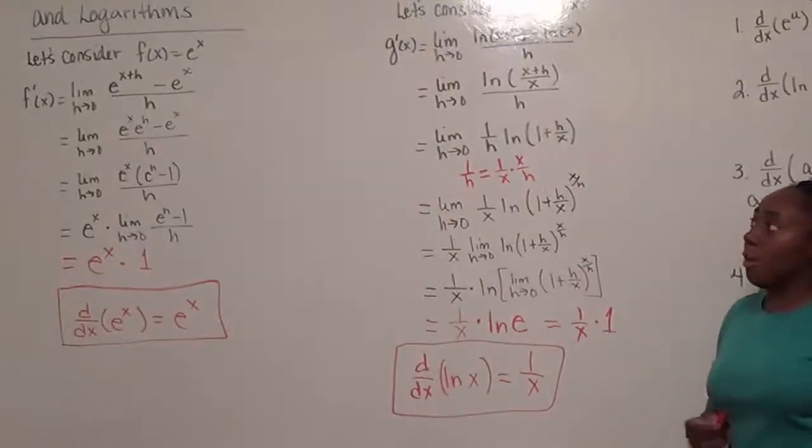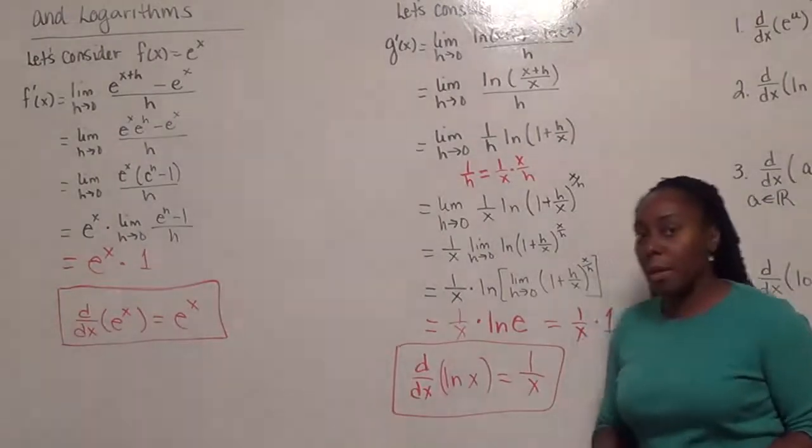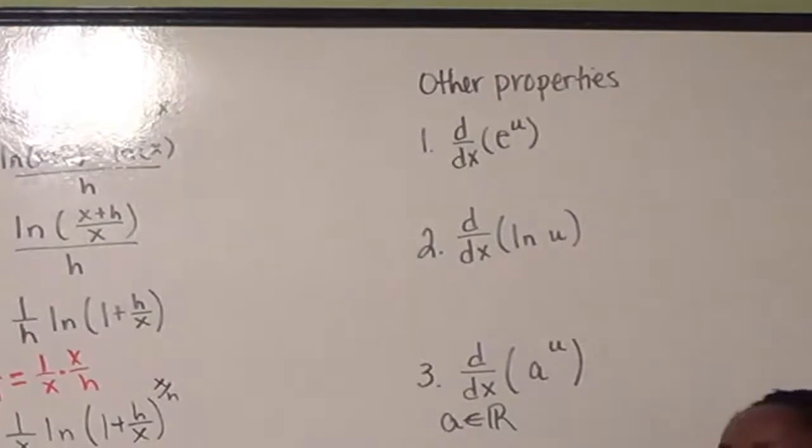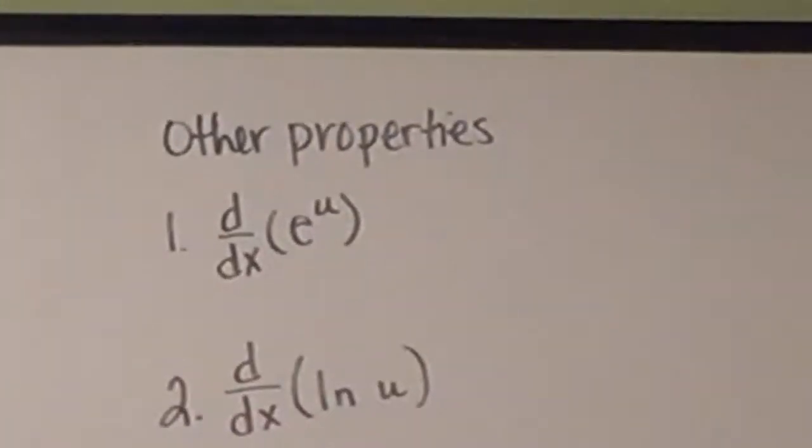Now those are the two general derivatives for our basic exponential and our logarithm. And now we're going to look at some properties and expand on this. The first property takes our exponential and says, okay, we know e to the x, and if we take the derivative, it is going to be e to the x. But what happens if I have something other than x in the exponent?